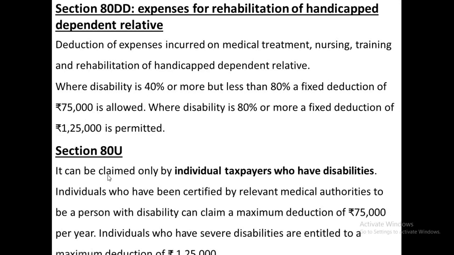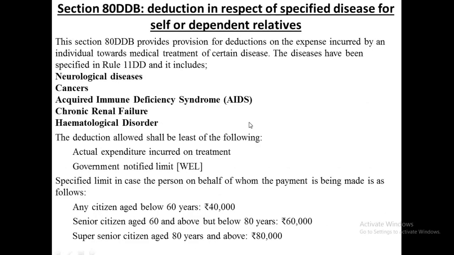Similarly, in the case of 80U, if the assessee is certified by the relevant medical authorities as suffering from disabilities, in such cases he can claim a fixed amount of rupees 75,000 or 1,25,000 depending on the percentage of disabilities.